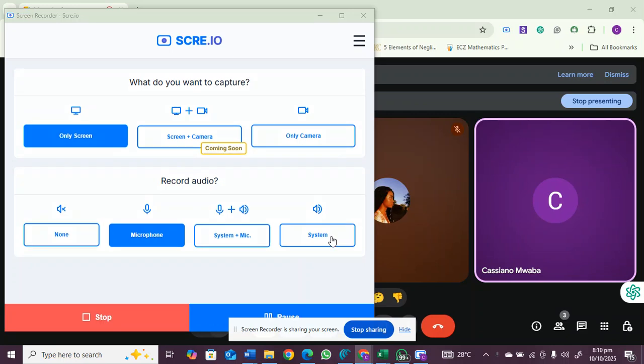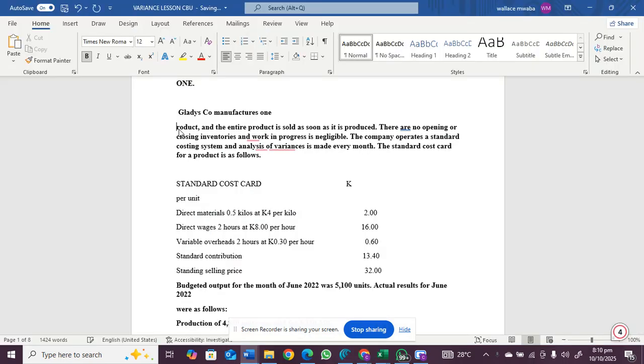All right, we have a question here. Gladys company manufactures one product and the entire product is sold as soon as it is produced. There are no opening or closing inventories and work in progress is negligible. The company operates a standard costing system and analysis of variances is made every month. The standard cost card for a product is as follows.